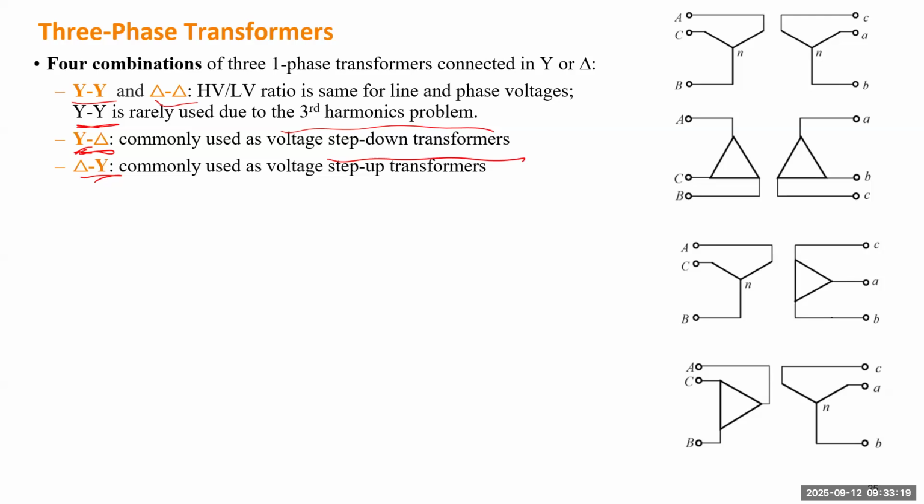So you already generate the ratio, which is 1.73, even though the number of turns on both sides is identical. So it's very easy to consider Y to delta as a step-down transformer. Similarly, delta to Y will be commonly used as a step-up transformer. So what I'm talking about is, maybe I need to draw the other one.